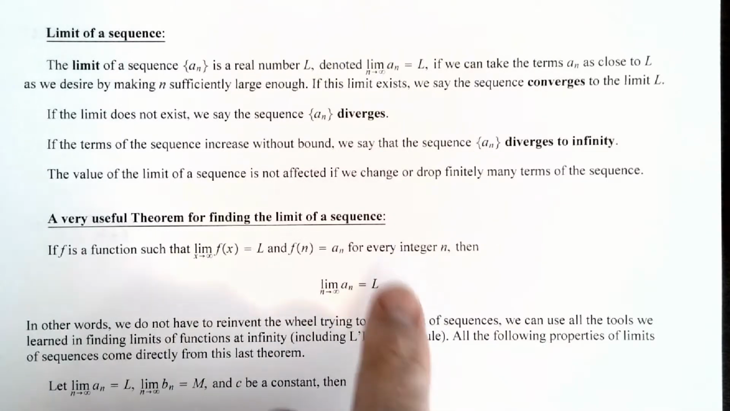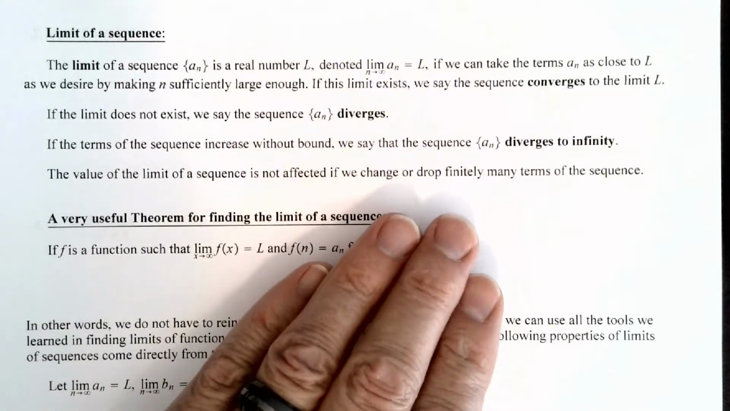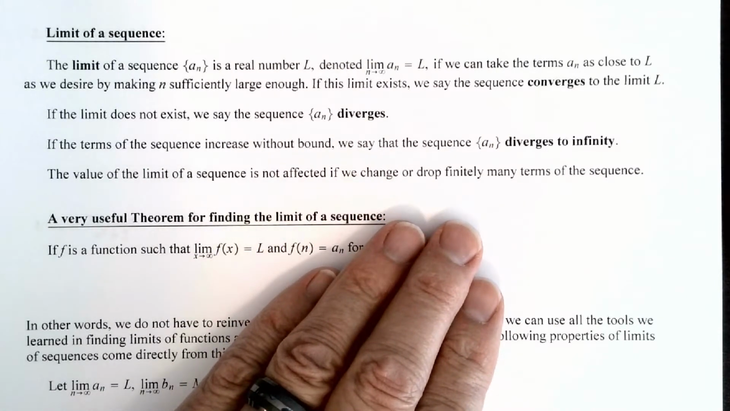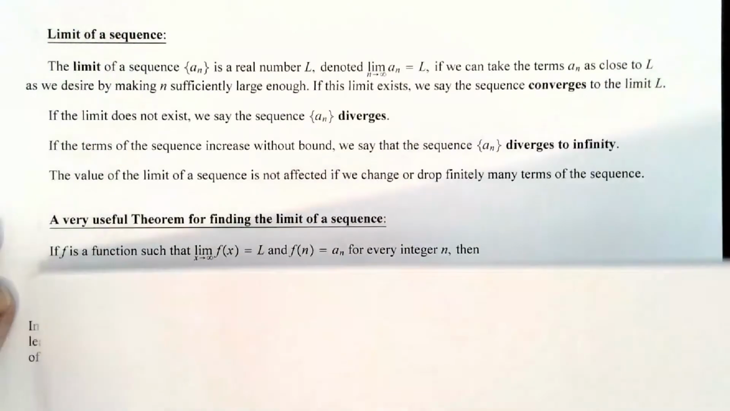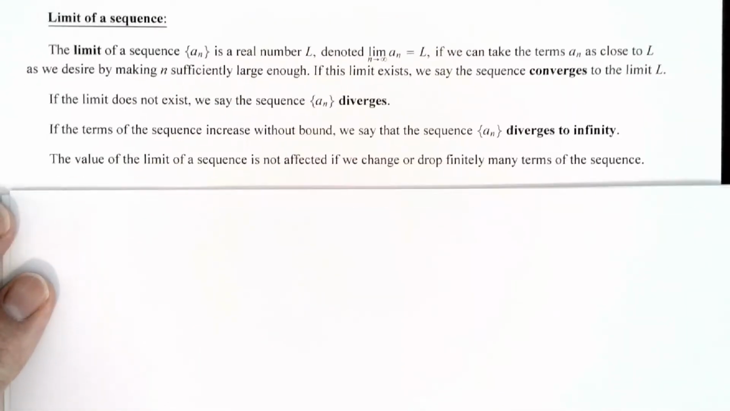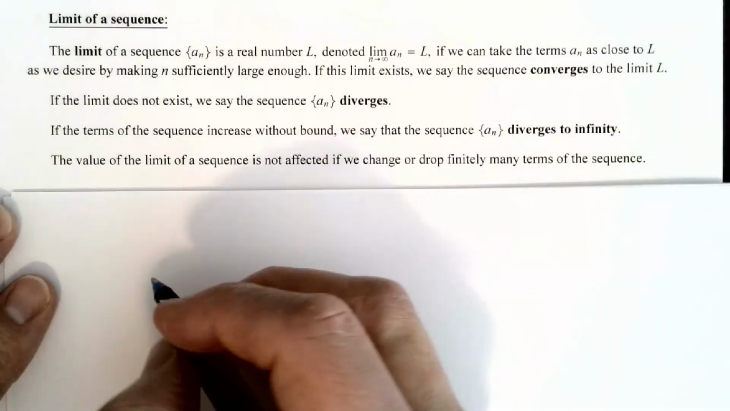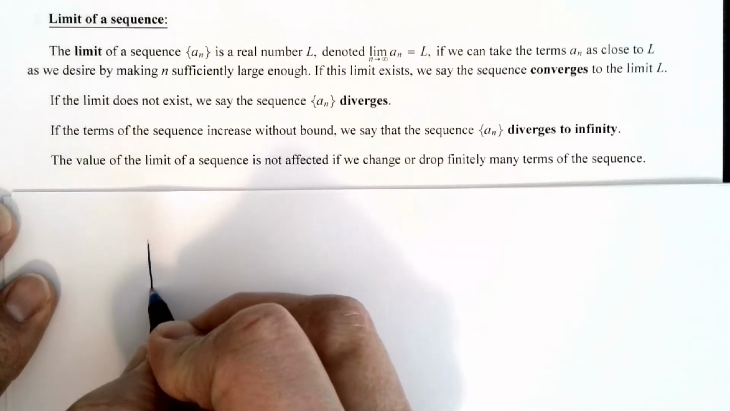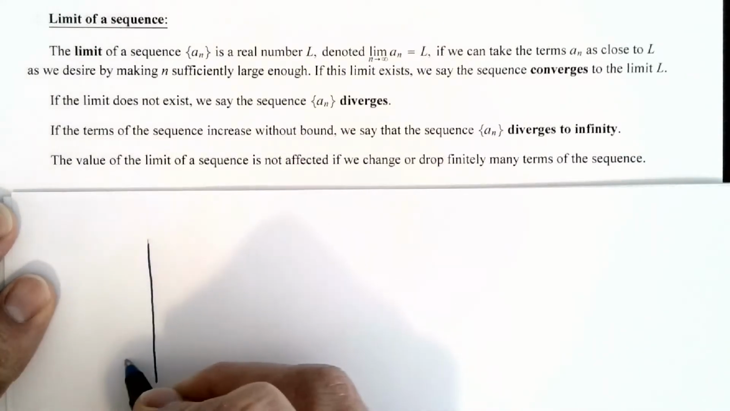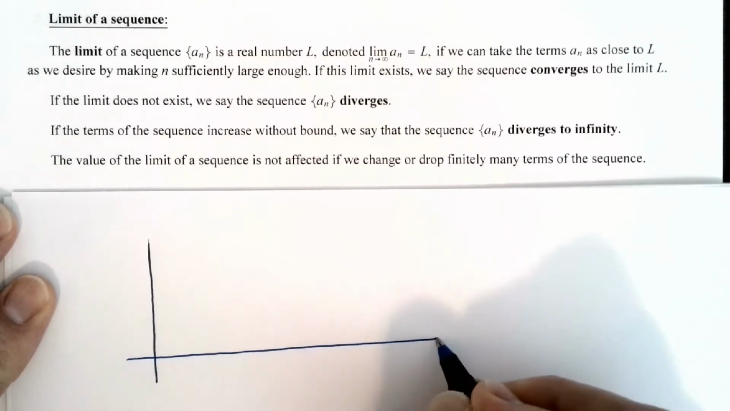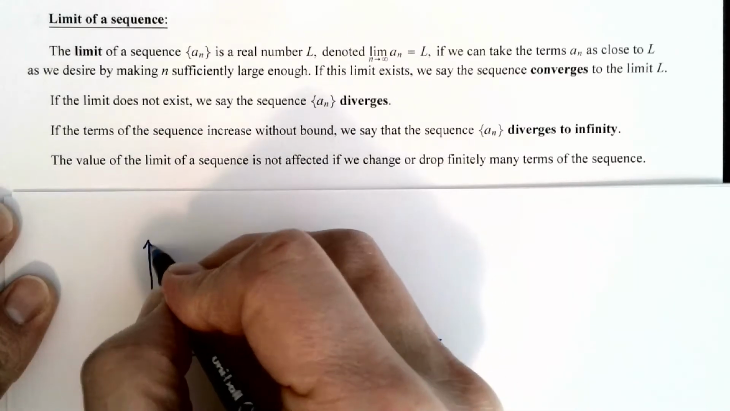The value of the limit of a sequence is not affected if we change or drop finitely many terms of the sequence. So again, we're pushing the limit as n goes to infinity. It doesn't matter what the first few terms of the sequence are. They have no effect on the limit. So now if I'm looking at a limit, how would I visualize that? Well, let's take a look at how we visualize a sequence. Let's look at the graph of a sequence, if you will.